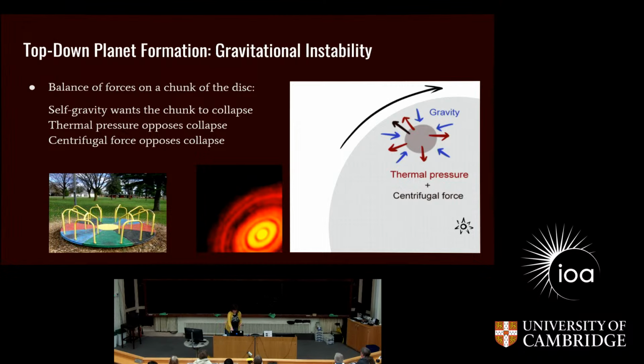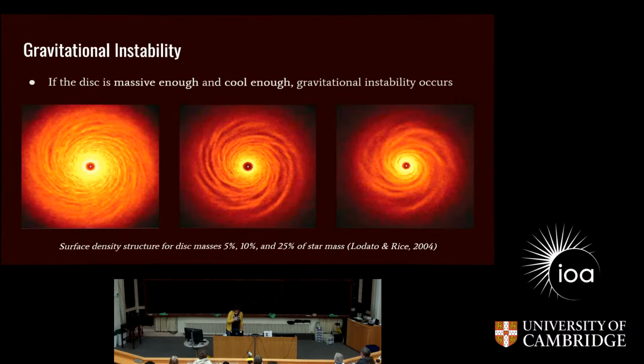And so our little chunk has got all these forces acting. Gravity wants to pull it in, and thermal pressure and centrifugal force want to rip it out. And the net effect of all of that is that if the disk is massive enough and cold enough, and those are relative terms, we can get gravitational instability, where parts of the disk will collapse, and this happens on a global scale, and we get spiral arms. And I know what all of you are thinking as you look at these beautiful simulation images: those aren't planets. Those are spiral arms, and yes, they're pretty, but they're not planets.